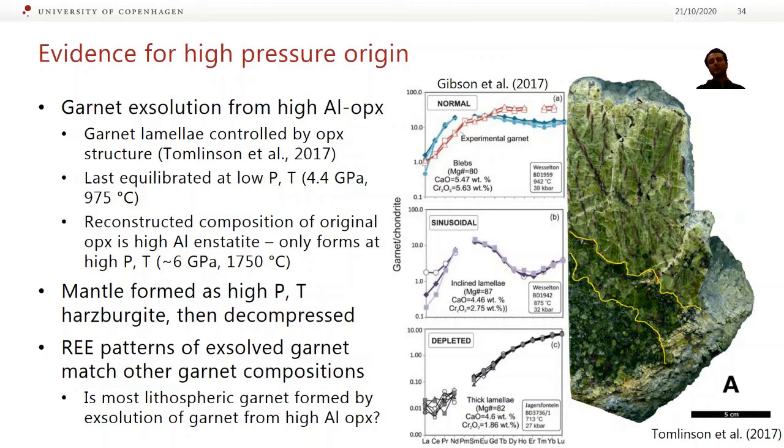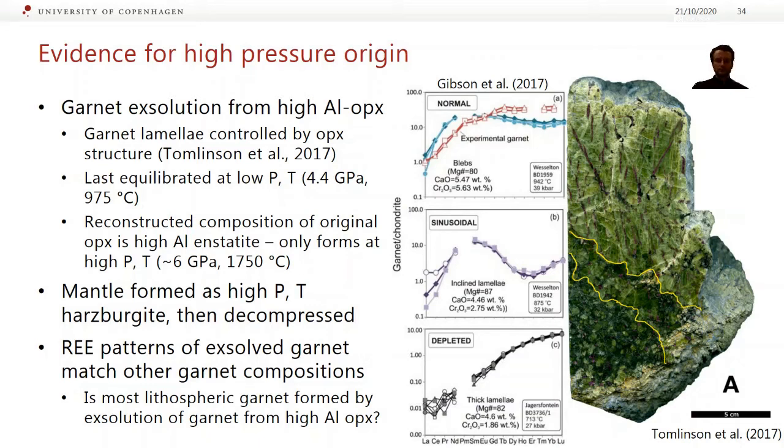Looking at the thermobarometry now, the garnet and the OPX equilibrated at relatively low pressures and temperatures, so 4.4 gigapascals, maybe about 130 kilometers or so, and about 975 degrees C. But the reconstructed composition of the original OPX is a high aluminium enstatite, and this is only stable at very high pressures and temperatures. So the implication is that this orthopyroxene formed at about 6 gigapascals and 1750 degrees C, so really quite high temperatures. And then after its formation, it moved to lower pressures and cooled, and the garnet slowly exsolved out.